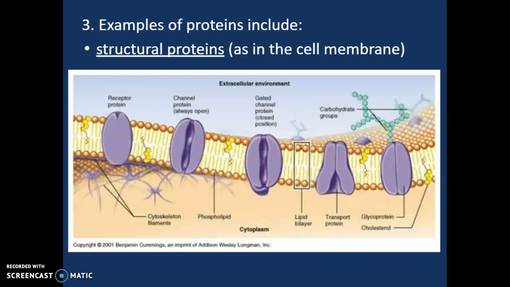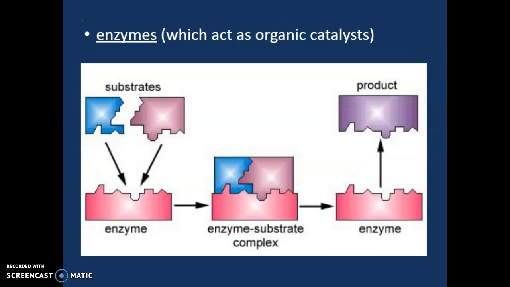So we also have structural proteins in the cell membrane. And again, they have different functions because they're carrying out different jobs because of their different shapes. Enzymes are another type of protein, and they are going to act as catalysts, and catalysts are like a puzzle piece. So enzymes fit to specific substrates, and remember, enzymes help speed up reactions.